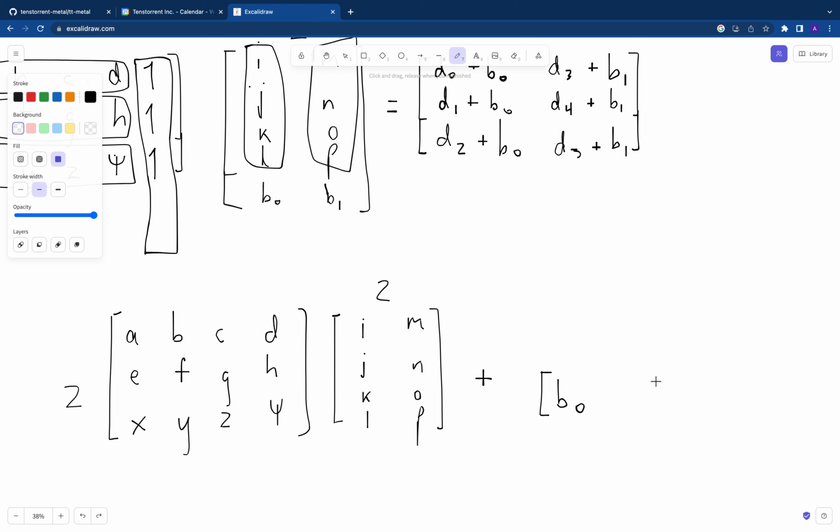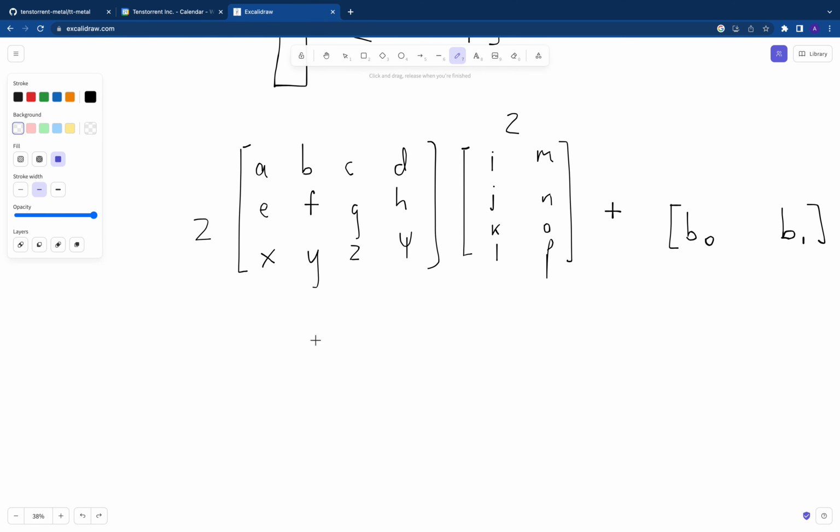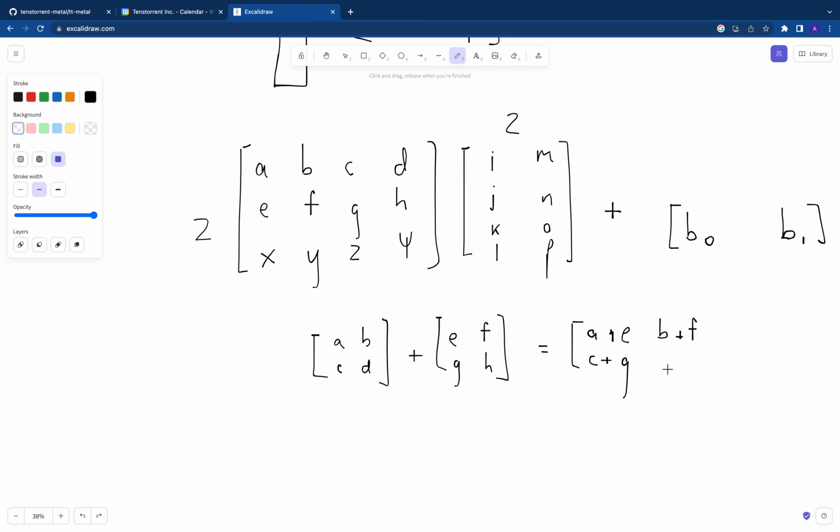B0, B1. So typically, we looked at matrix multiplication, not necessarily addition, but the way that you add two matrices is you just add component by component. So for addition, you expect the shapes of your matrices to be identical. So if you have A, B, C, D plus E, F, G, H, your output is just going to be, you look at the first entry of both and you add them up. So now you get a 2 by 2 output of A plus E, C plus G, B plus F, and then D plus H.